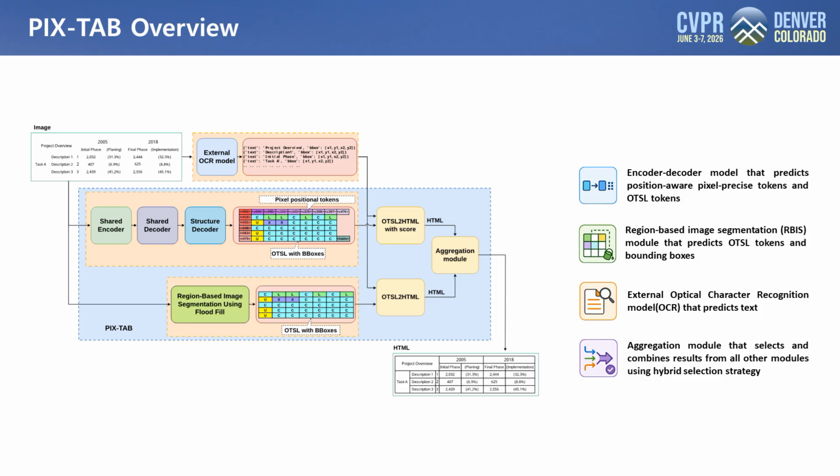Our approach, PIX-TAB, consists of four tightly integrated components. First, an encoder-decoder model that predicts both OTSL structural tokens and our novel position-aware pixel-precise tokens. Second, a region-based image segmentation module, or RBIS, which handles tables with complete visible borders through flat fill. Third, an external OCR model for text content, which keeps the system language agnostic. Swapping the OCR is all that is needed to support a new language. Finally, an aggregation module that applies a hybrid selection strategy to pick the best output between the encoder-decoder and RBIS paths.